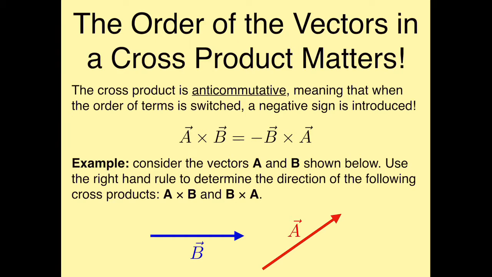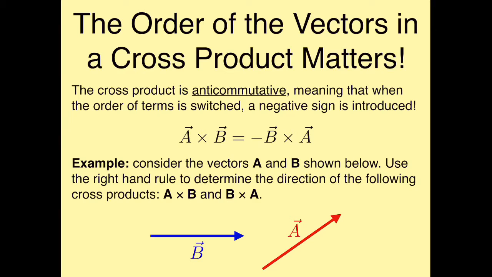So the cross product is what we call anti-commutative, and that means that if we switch the order of terms, we introduce a negative sign. In other words, A cross B is not the same as B cross A. In fact, A cross B is the negative of B cross A, so they're not the same thing.